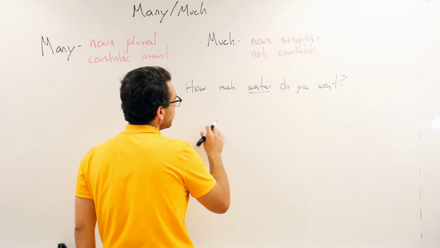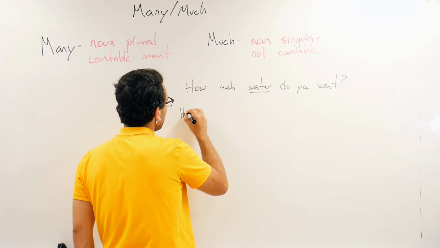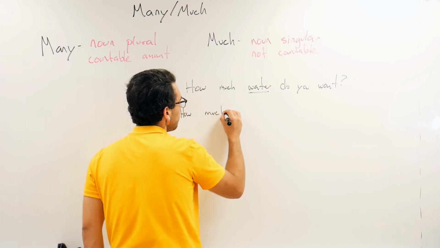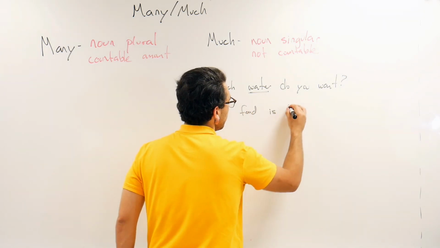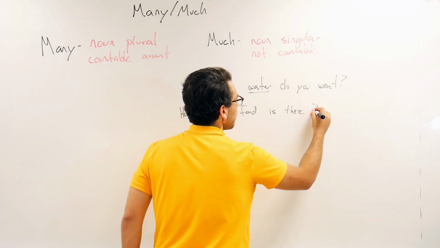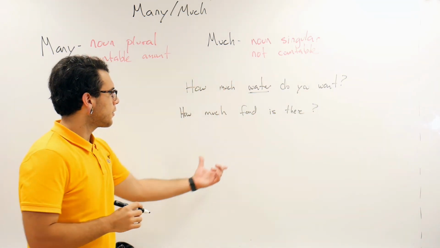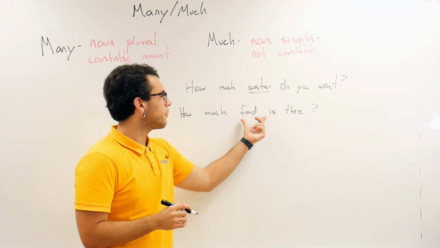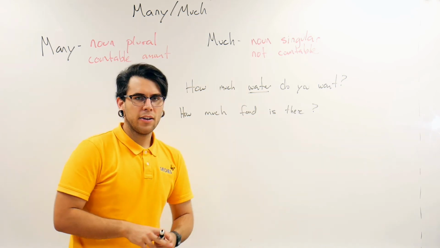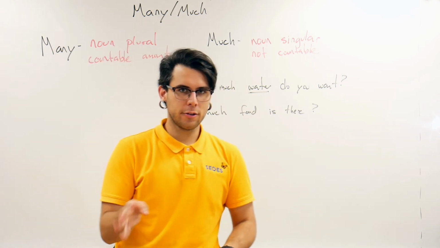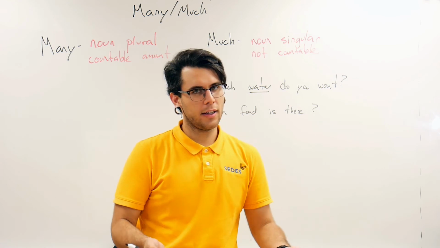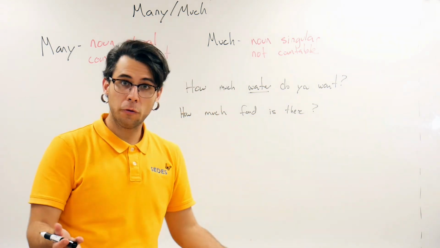Along with that, let's do something I said earlier. How much food is there? So the noun is singular, food. And you cannot say 3 foods, 4, 5 foods, 7 foods. You just say a lot of food, little food, no food.